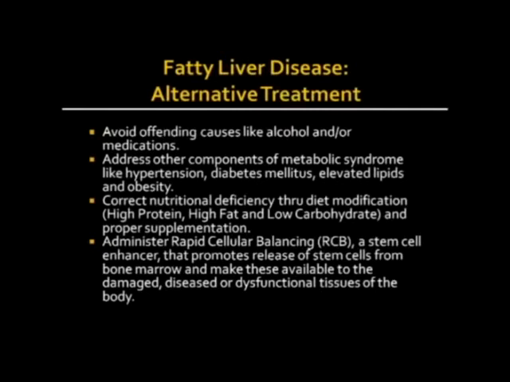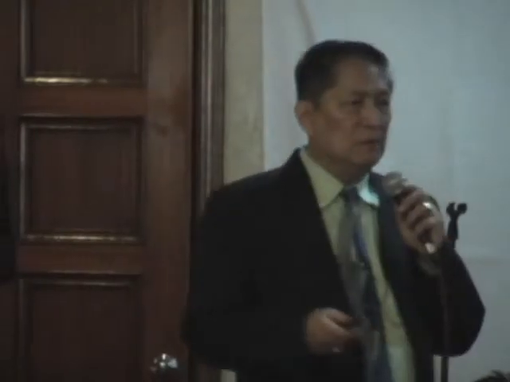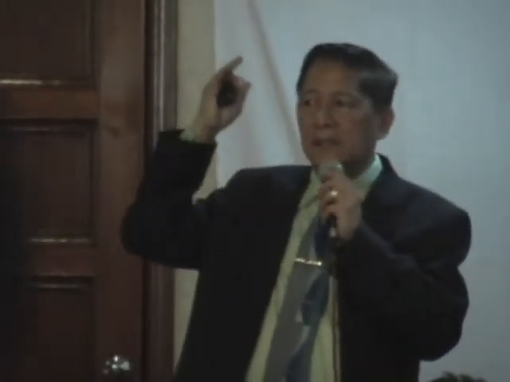Administer rapid cellular balancing, a stem cell enhancer that promotes release of stem cells from bone marrow and makes this available to the damaged, diseased, or dysfunctional tissues of the body. So it's very easy. Just take fatty liver, liver fibrosis, and cirrhosis. Only 3 stages, easy to manage. Cancer has 4 stages, liver has 5 stages, kidney has 5 stages, but liver has only 3 stages.